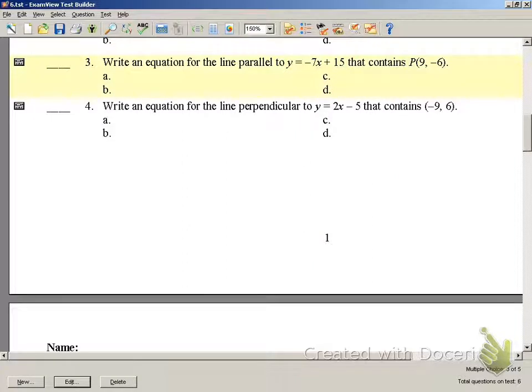All right, so with number 4, it says write an equation of line perpendicular to y equals 2x minus 5 that contains the point negative 9, 6. Now, it's very similar to number 3, except for the one change. Instead of being parallel, we are now looking at being perpendicular. If parallel lines, their slopes are equal to each other. With perpendicular, we flip it and we change its sign.